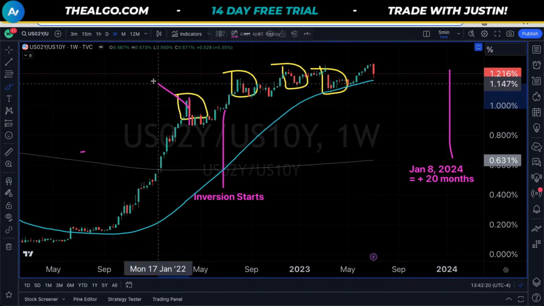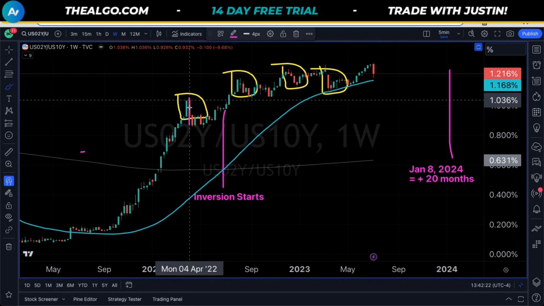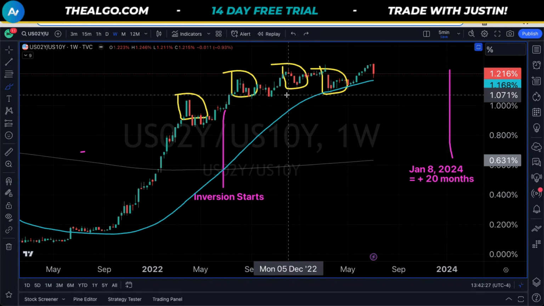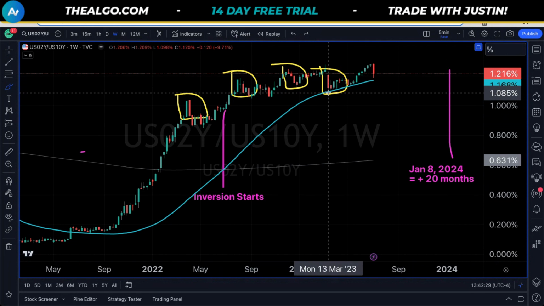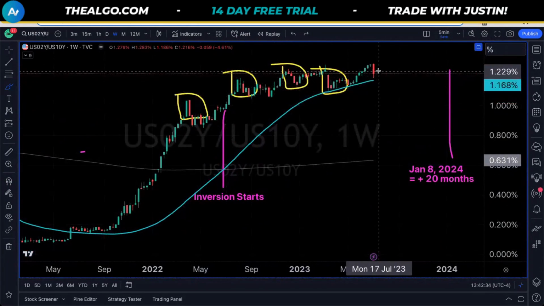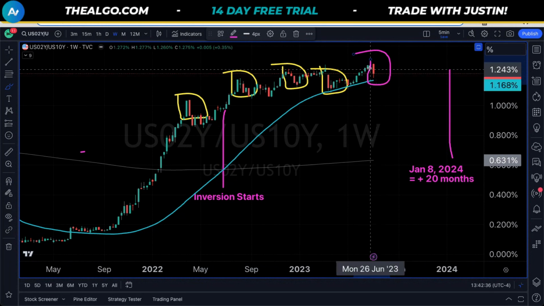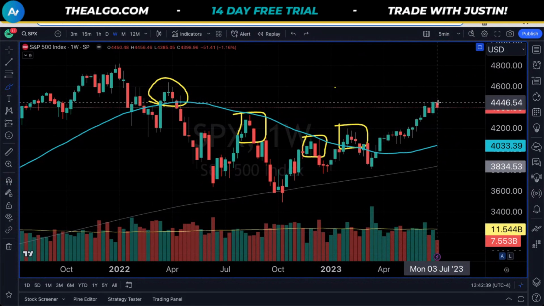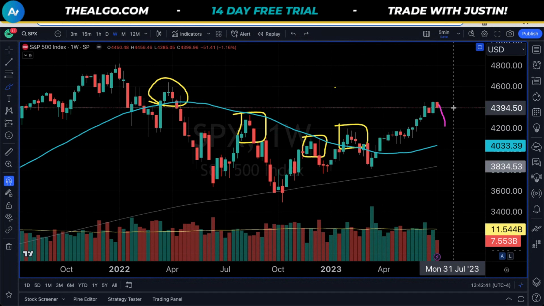And every time we had a big red bar, including April of 2022, August of 2022, December of 2022, and March of 2023, that is every time we've had that big red bar. And now that we had this most recent one here, I'm wondering whether that's going to lead to a crash for the market, which would pretty much mean that we're going to be going down. Things are very bullish right now.